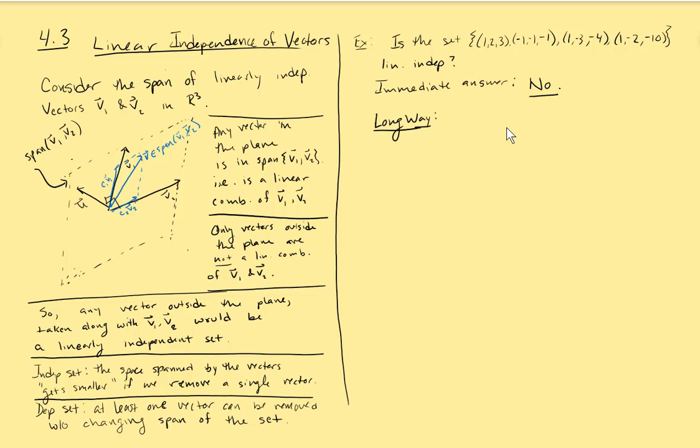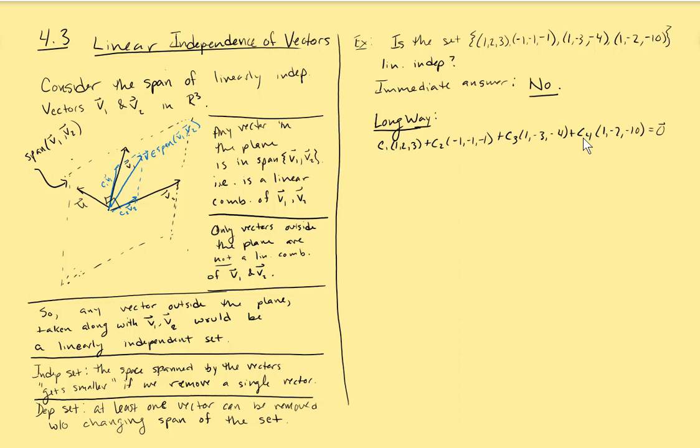The definition would be that C1 times one of the vectors plus C2 times the next vector plus C3 times the next, all the way out to C4 times that last, would have to equal the 0 vector, right? When we set this up, if our set of vectors is linearly independent, that means there is no solution to this other than just all 4 scalars being 0.